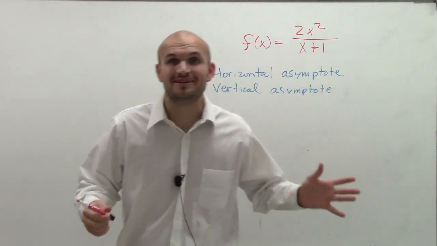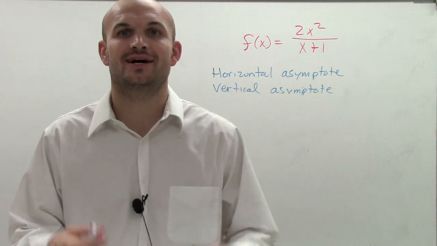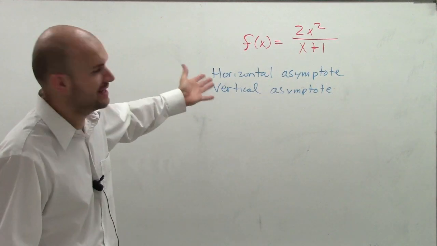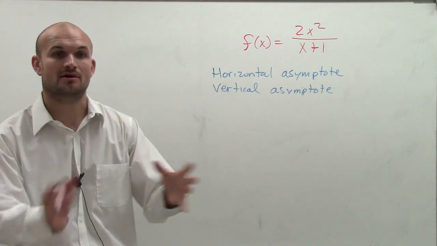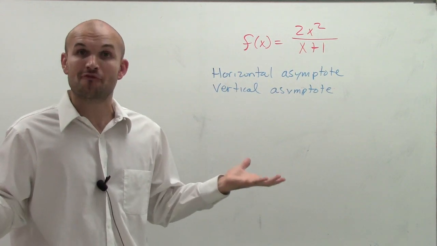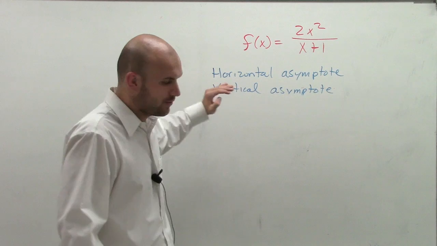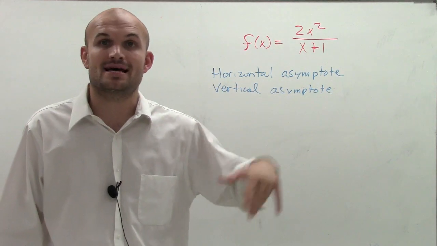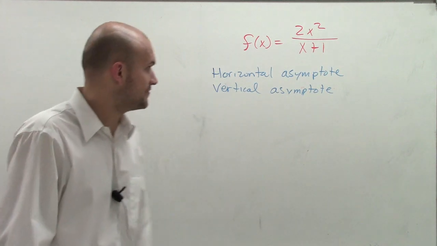Okay, so welcome. For this video, I want to show you how to find the horizontal and vertical asymptotes. So the first thing I want to do, and I'm looking at this, is a rational function, right? So I'm going to be dealing with a function up top and bottom in a fraction. Now, when dealing with the horizontal asymptote, to find the horizontal asymptote, we're going to use the horizontal asymptote test, which I've talked about in another video.